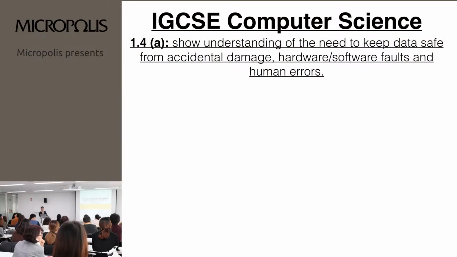IGCSE Computer Science Syllabus Statement 1.4a: show understanding the need to keep data safe from accidental damage, hardware and software faults, and human errors. So, it's important that before watching any of the topic 1.4 or topic 1.5 videos, you need to watch security aspects from topic 2.